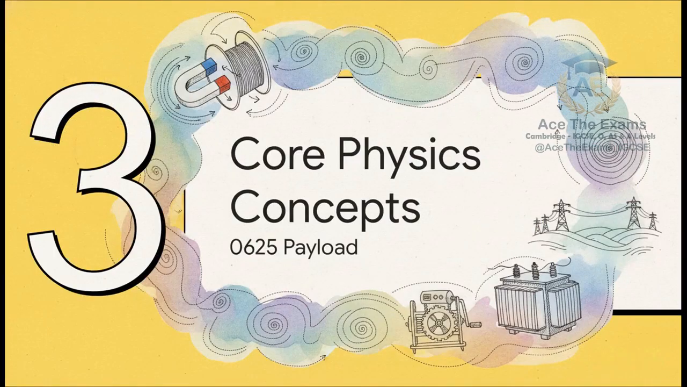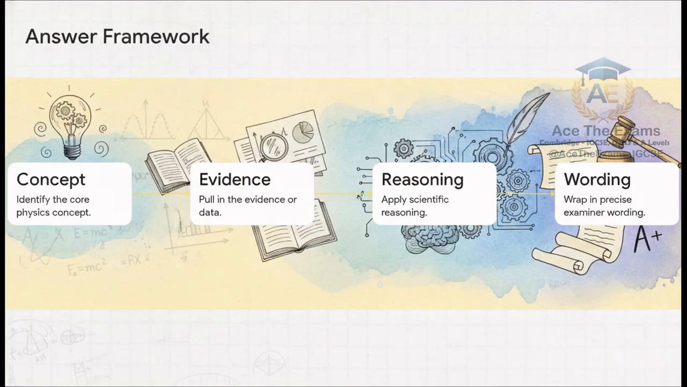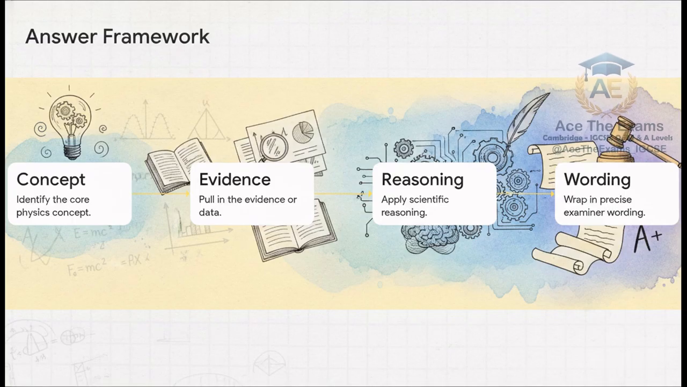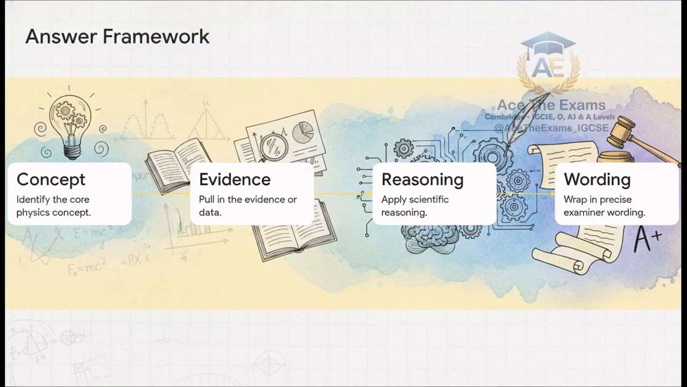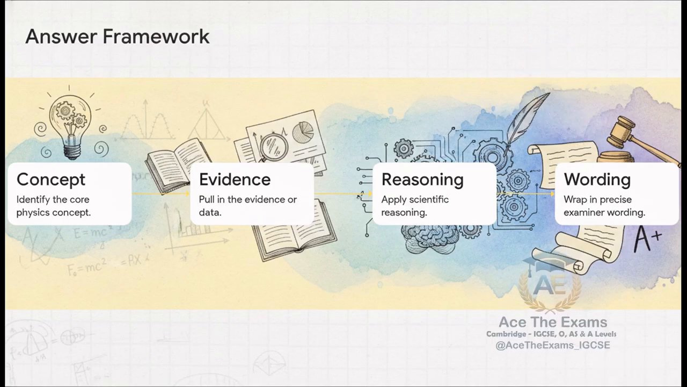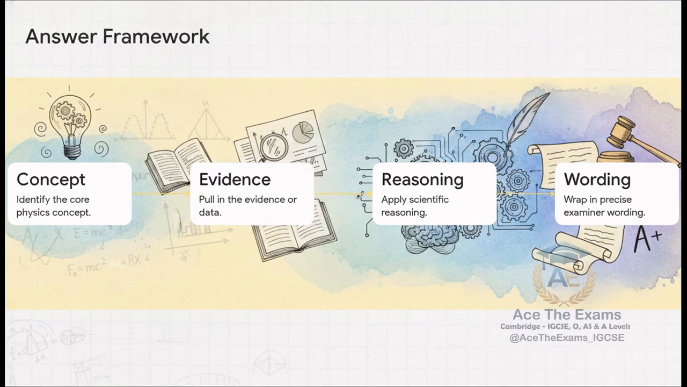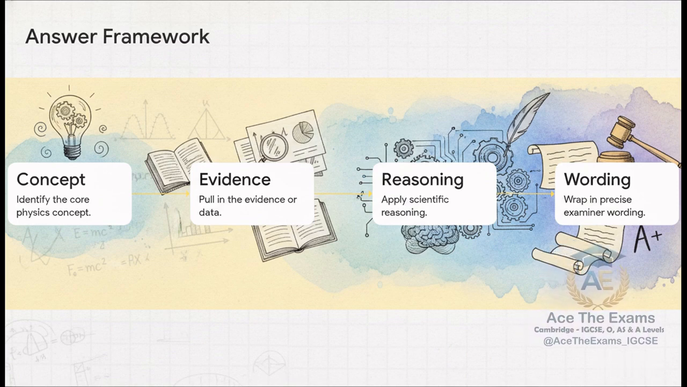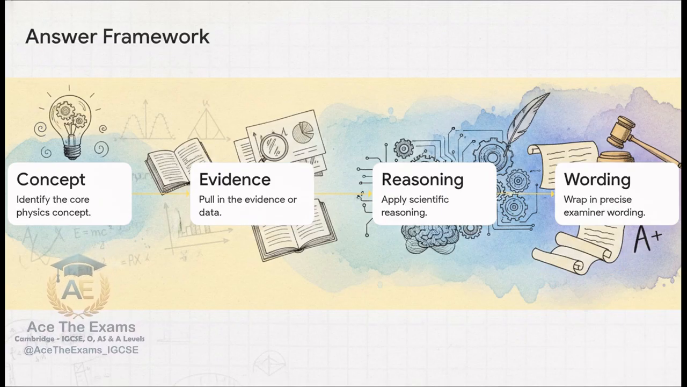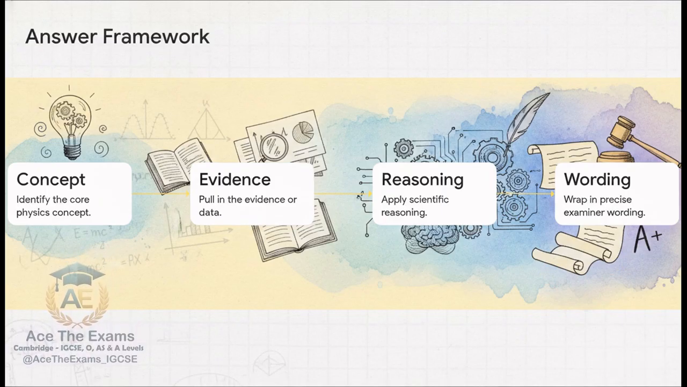Section 3. Injecting core physics concepts. Okay, let's take a breath and slow down our pace for a moment here. Because all those flashy retention tricks are completely meaningless without a rigorous academic payload. For this specific blueprint, the payload is focused on the electromagnetic induction chapter, specifically mastering generators, transformers, induced EMF, and the national grid. To deliver this, the script teaches a very specific 4-step framework to build the perfect physics response. First, identify the concept. Second, pull in the evidence or data. Third, apply scientific reasoning. And fourth, wrap it all up in precise examiner wording.